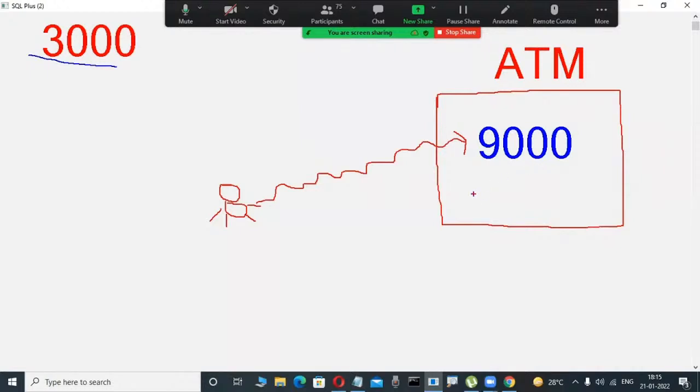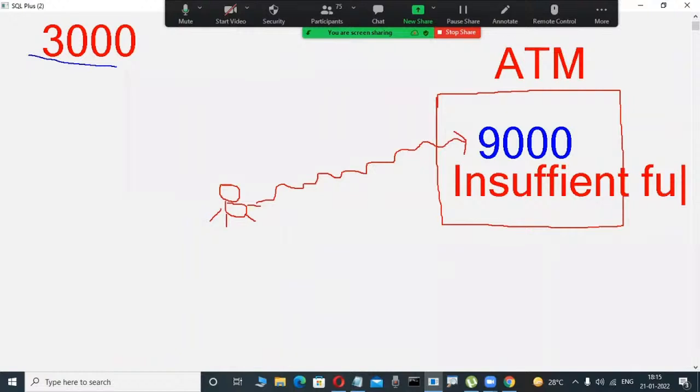In this case, it will give a message. You are observing your ATM machines, yes, maybe some message will be displayed. Suppose insufficient funds, something like a message. Because here your balance is low, 3,000, but you are trying to retrieve more than 3,000, that is 9,000, 8,000, 7,000 like that. How is it possible? In that case only, an insufficient funds message will be displayed. But how is this message possible? Does the ATM center know?